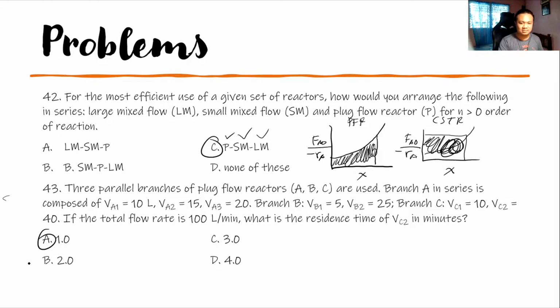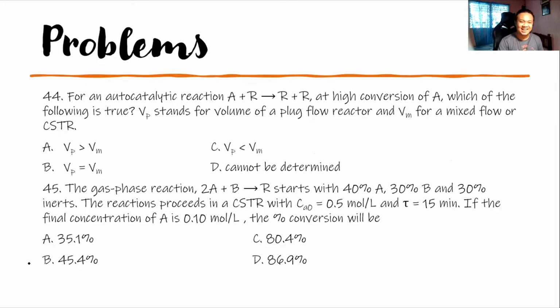And then the answer is letter A, and it's also the answer in the reviewer. And so jackpot. Okay, for number 44, I explained this to you earlier, that the volume of the PFR at the same conversion is less than the volume of the CSTR at the same conversion. Okay, so always at the same conversion, the volume of the PFR is less than the volume of the mixed flow reactor. That's letter C.